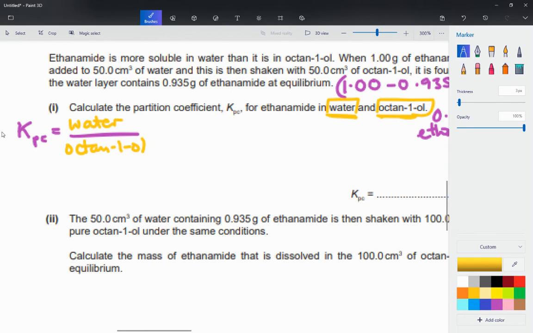Okay. Now, if you were to proceed with the question, you would think, right, concentrations are expressed in moles per decimeters cubed.